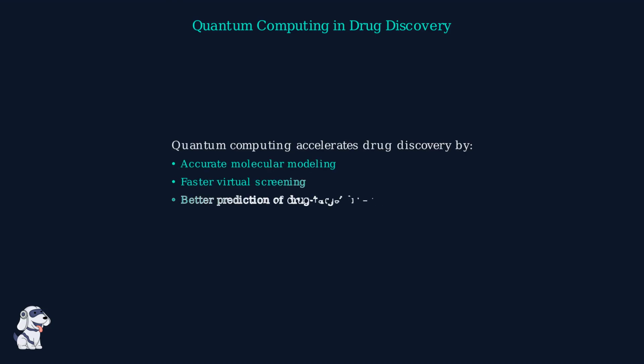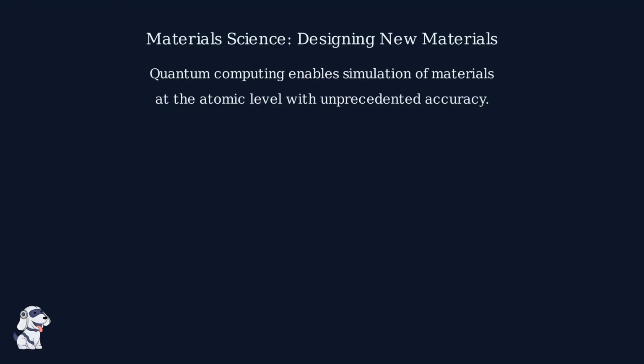By accurately modeling how drugs interact with biological targets at the quantum level, quantum computers can identify promising candidates faster, potentially shortening drug development cycles from years to months and bringing new medicines to patients sooner. Simulating the properties of materials at the atomic level is another promising application of quantum computing. Quantum computers can model complex molecular interactions that classical computers struggle with, enabling the design of materials with enhanced characteristics.